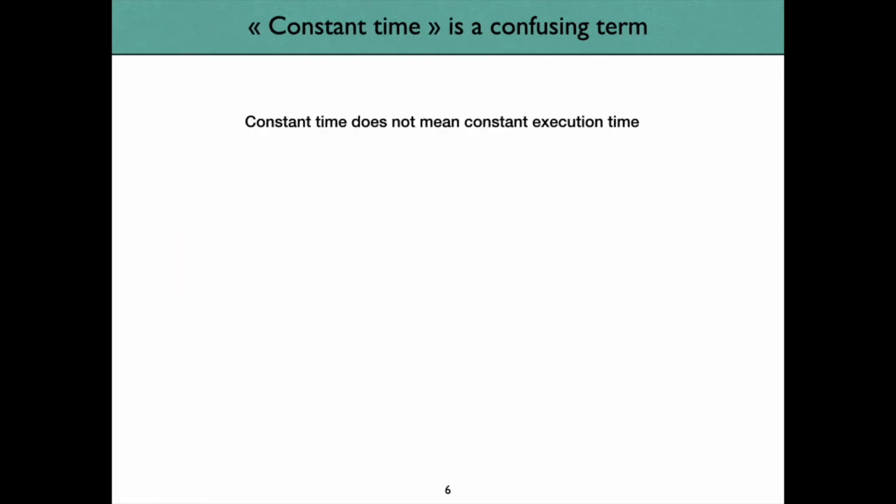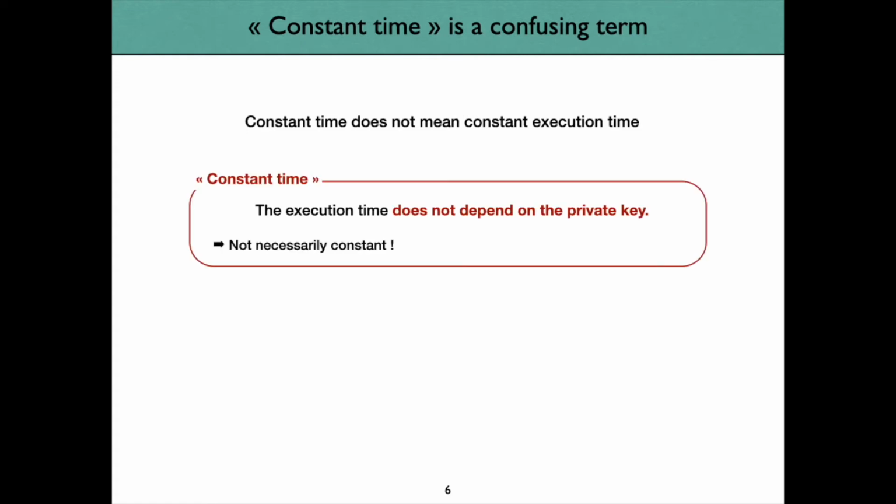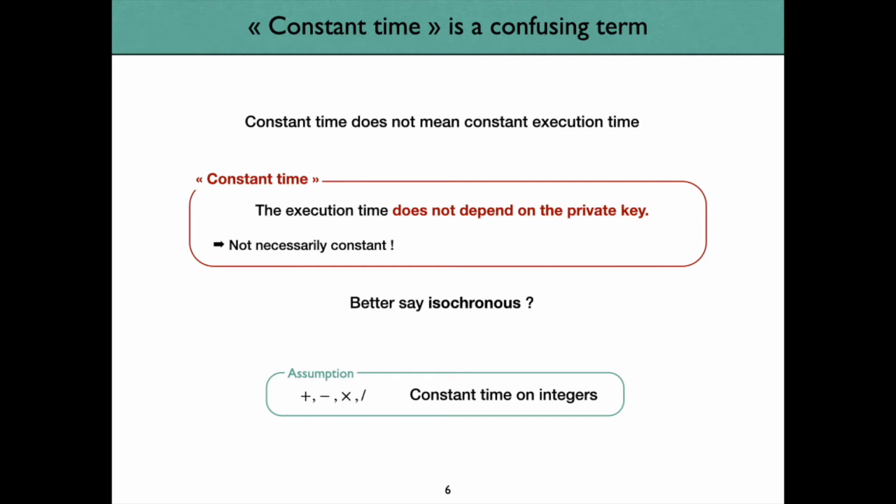When we think of timing protection, we often think about constant time as a countermeasure. However, constant time might be a confusing term. Indeed, constant time does not really mean that the execution time should be constant. We actually require the execution time to be independent from the private key, which does not mean that the time is constant. To avoid any misunderstanding, in this work we prefer to say isochronous. We will also assume that the elementary operations are constant time on the integers.